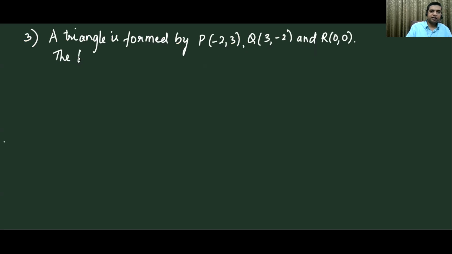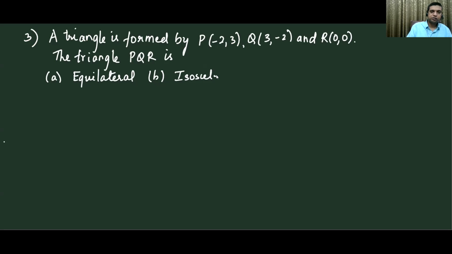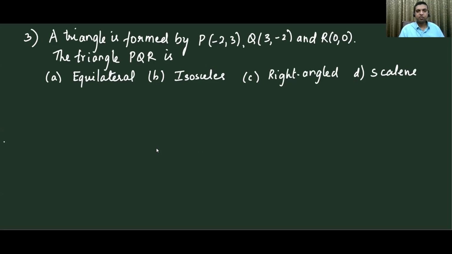So the triangle PQR is, options: equilateral, isosceles, right angled, scalene. It's a scalene triangle. That means all three sides are unequal. So which is the correct option?